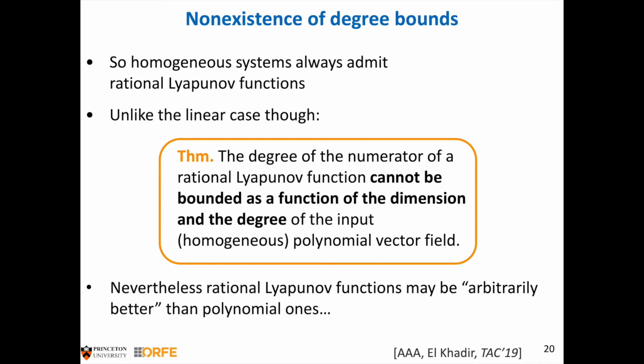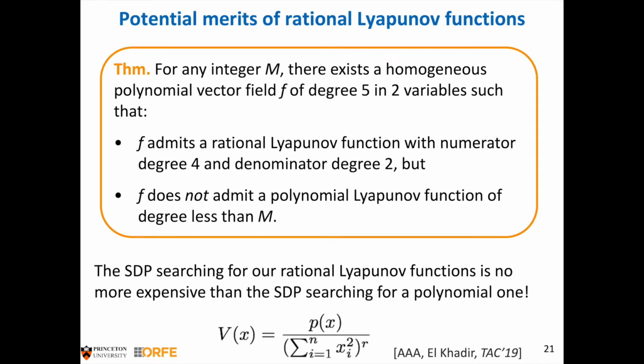Okay, so maybe the last thing I want to say on this first half of the part is I want to contrast rational and polynomial Lyapunov functions, which I found interesting. Essentially, this theorem is saying that rational Lyapunov functions can be arbitrarily better than polynomial ones. So what do I mean by that? Take any integer m, let's say m is 1,000,000. Then there are vector fields in fixed dimension and degree, in fact, in 2 variables and degree 5, such that you can prove their stability with a rational Lyapunov function of very low degree. So denominator degree is 2, numerator degree is 4. But if you want to use polynomial Lyapunov functions, you need degree at least 1,000,000. And the m is arbitrary.